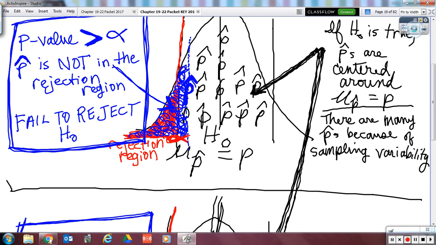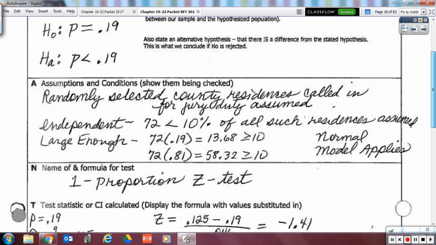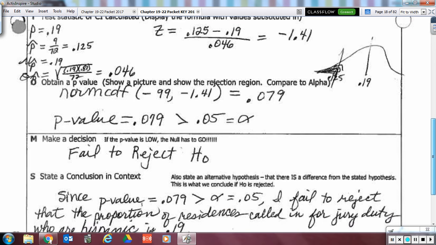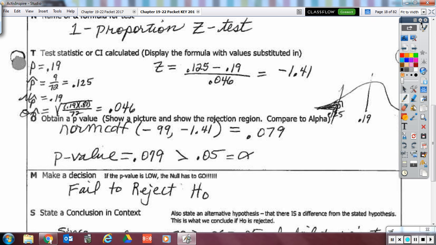So let's go to the problem that we did yesterday, and I don't think we completely finished it. This is on page 21 in your packet. Here is this problem where we started off. Let's recall this is about the jury, people that come in for jury duty and the proportion of them that are Hispanics. We got all the way down, did we get down to our p-value? Okay, so we did our test statistic.